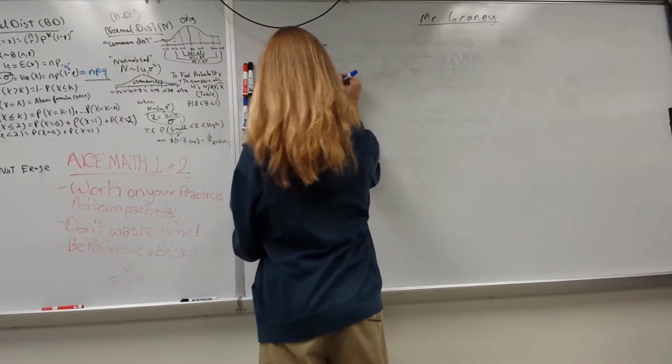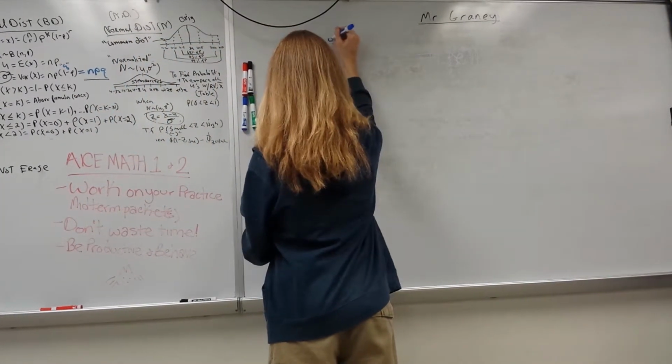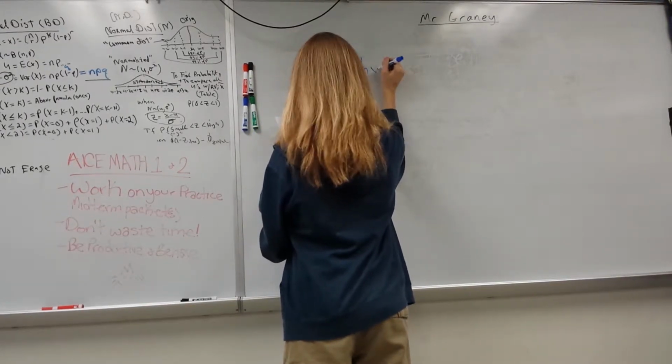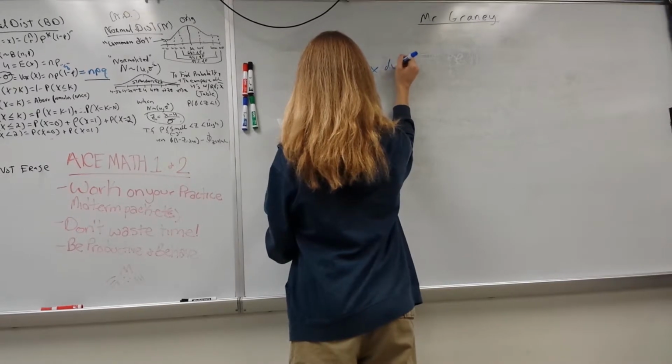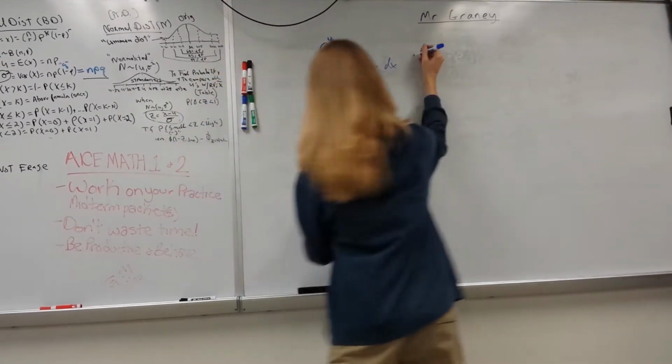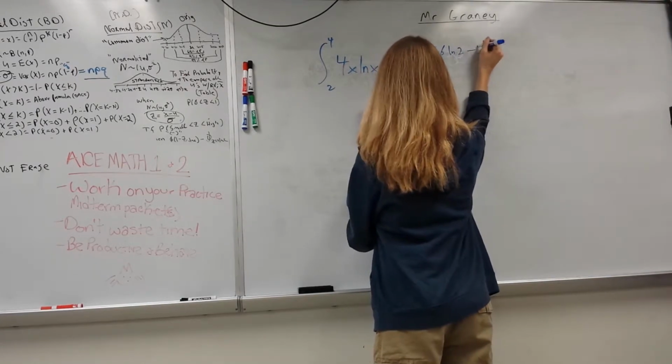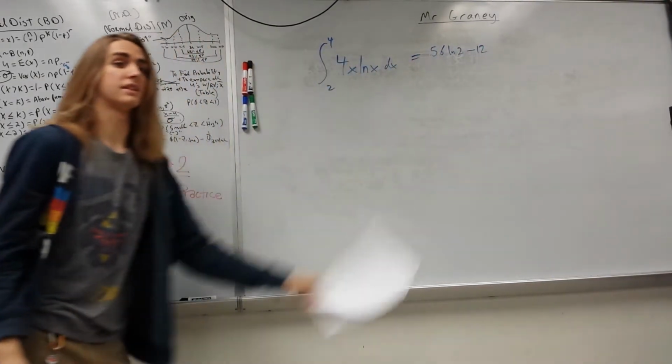Okay. So basically, show that the integration from 2 to 4 of 4x ln x is going to end up being 56 ln of 2 minus 12. So get this to look like this to prove.